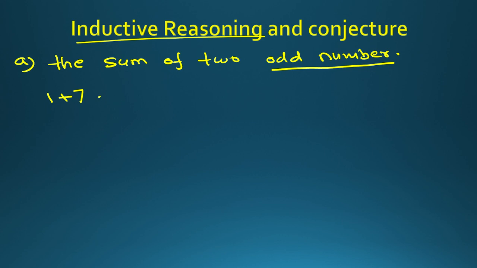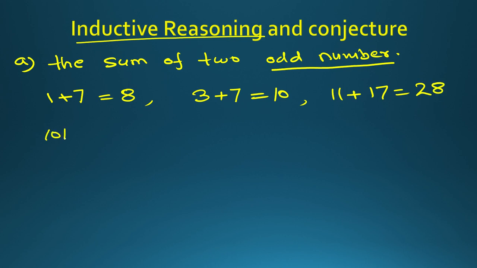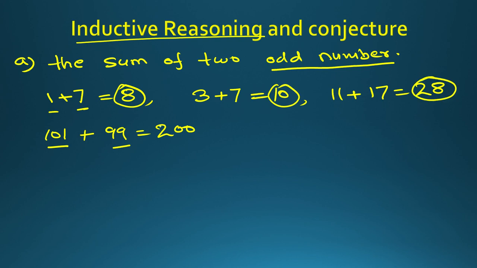This is 8. Similarly, you can have any number. You can have 7 plus 3 is equal to 10. You can have 11 plus 17, it will be 28. Or you can have 101 plus 99, it will be equal to 200. Like this, you can consider many examples. So what you can see here is that whenever you are adding two odd numbers, the answer is always an even number.